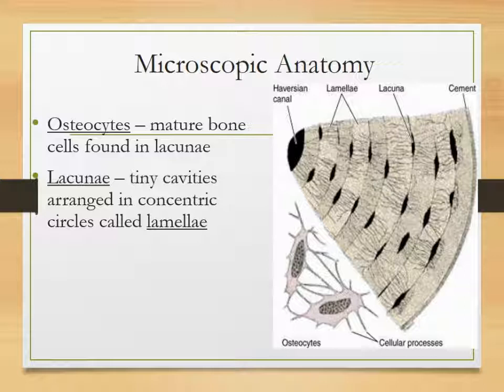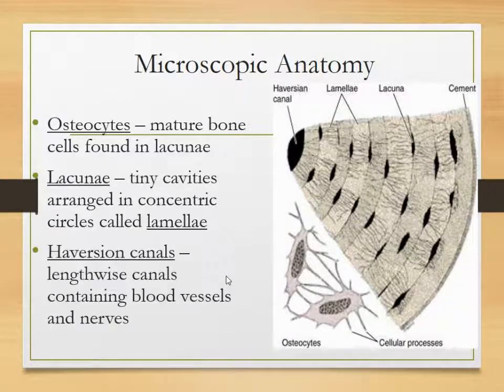And those rings that go around there are called lamellae, or one lamella. And so in those rings you find the lacunae, these hollow spaces that are filled with osteocytes. And they're kind of cemented together. The Haversian canal, or the central canal, is the lengthwise canal that runs in the middle of each one of these osteons or Haversian systems, and they contain the blood vessels and nerves for the bone tissue.